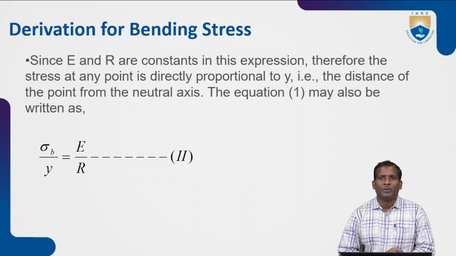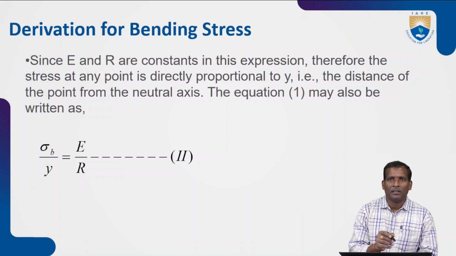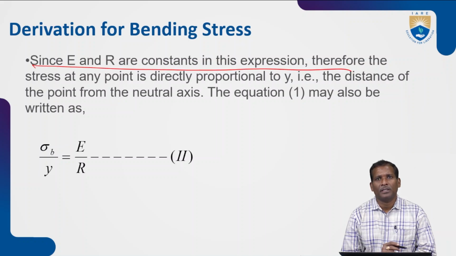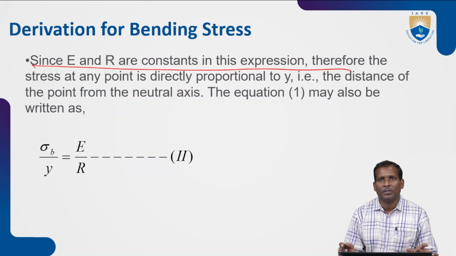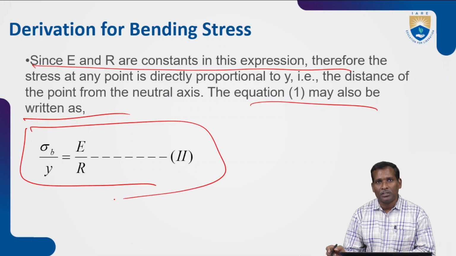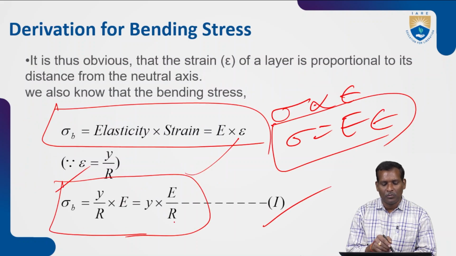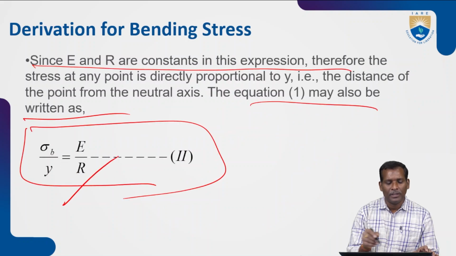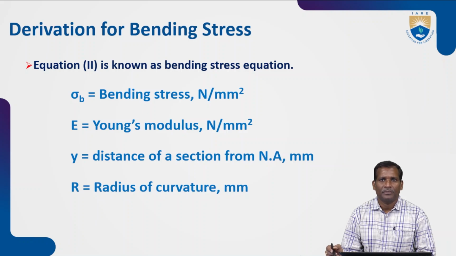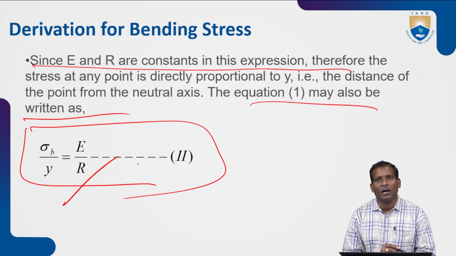Similarly, write one more equation, equation 2. Since E and R are constants in this expression, one being the modulus of elasticity and the other the radius, there is no change. Therefore, the stress at any point is directly proportional to y, the distance of the point from the neutral axis. So the first equation may be written as sigma b by y is equal to E by R. This is known as the bending stress equation: sigma b by y is equal to E by R.